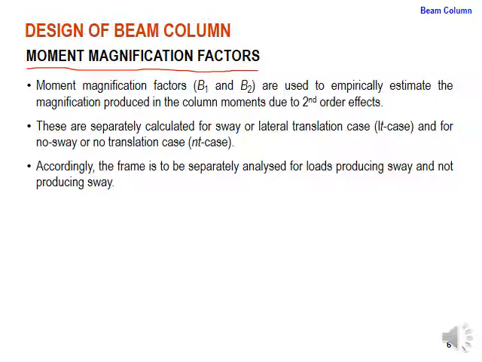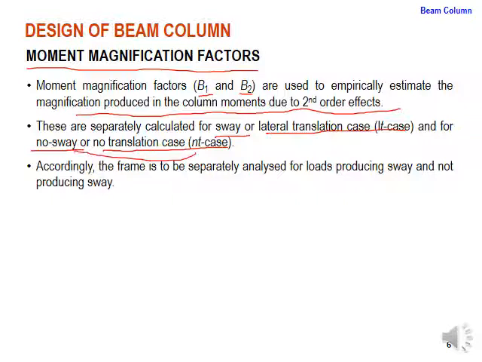These moment magnification effects incorporate the second order effects into the beam column analysis. So your moment magnification factors, B1 and B2, are used to empirically estimate the magnification produced in the column moments due to second order effects. These are calculated separately for the sway, or lateral translation case, and for the no sway, or no translation case, the NT case. Wherever you see a small n and small t, it means the no translation case. What does it mean? In other words, it is no sway.